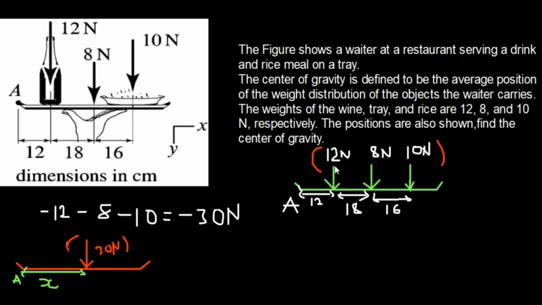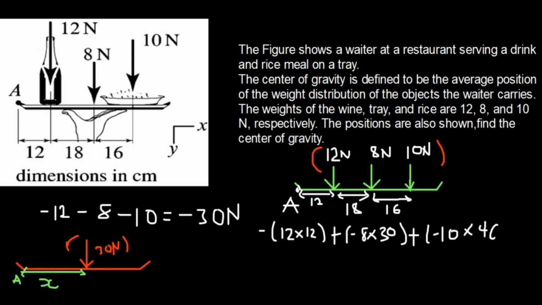So the moment of the first force will be 12 times 12, which is the force times the perpendicular distance. By looking at where point A is, it will cause a clockwise moment. Same as this 8 Newton here, it will also cause a clockwise moment. This 10 Newton also causes a clockwise moment. So this will make their moments negative. So for the first one, I have minus 12 times 12, plus minus 8 times the distance, which is 30, plus minus 10 times 46. I negated them because they are causing a clockwise moment, so their moments will be negative.